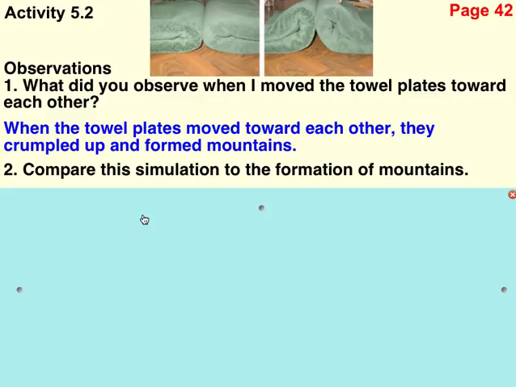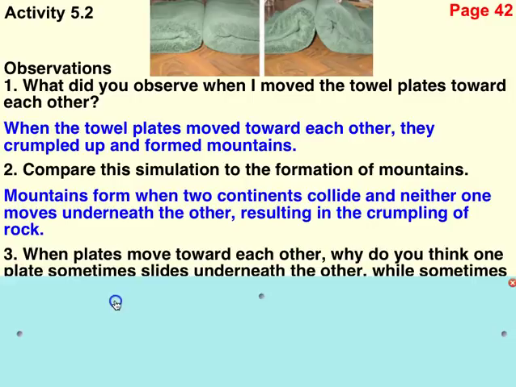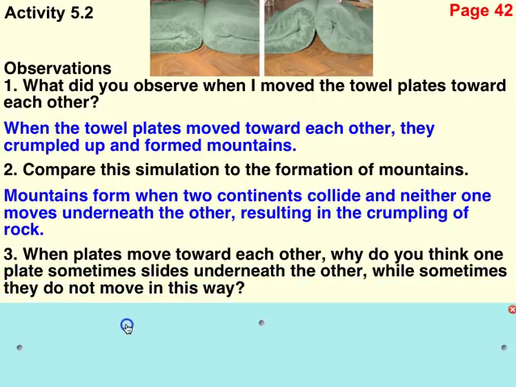All right, so you've had a chance to look at the simulation and think about how they form in the real world. Well, mountains form when two continents collide and neither one moves underneath the other. So when you look at these two towels, neither one slid underneath the other. They crumpled up and they formed some large mountain chains, such as the Himalayan mountains. So when plates move towards each other, why do you think one plate sometimes slides underneath the other? Well, sometimes they do not move in this way. So go ahead, pause the video and answer this question.